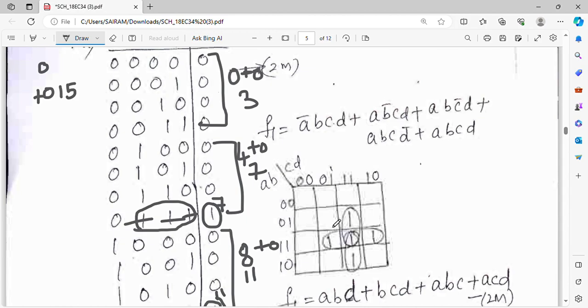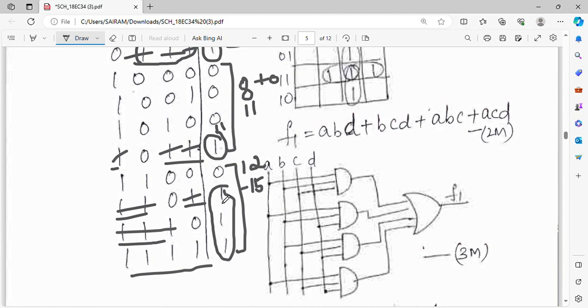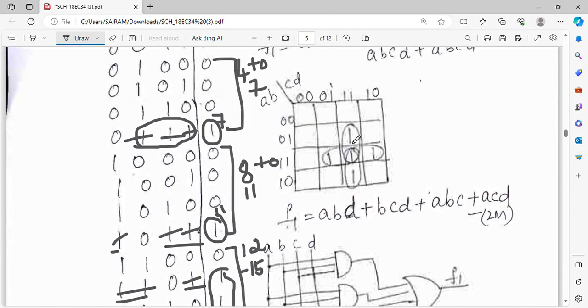Right. So this is 7 and this is 11 decimal number, and this is 13, 14 and 15. This is cell number 7. This is cell number 13. This is 13, cell number 15, cell number 14 and cell number how much? Cell number 11.